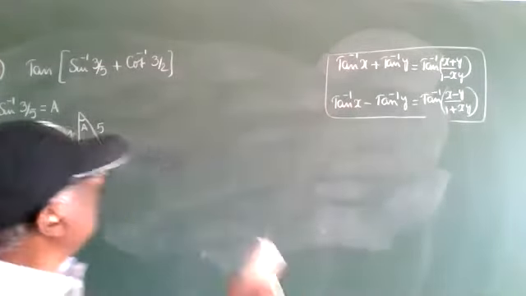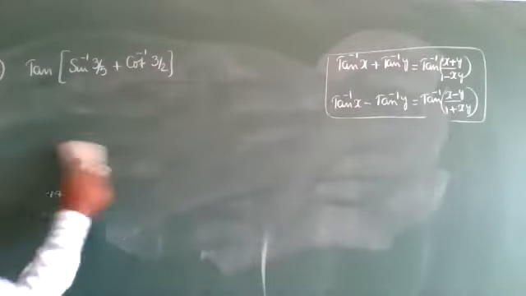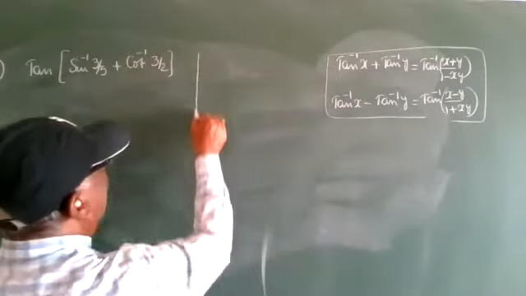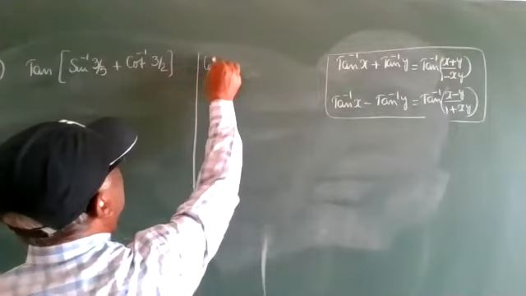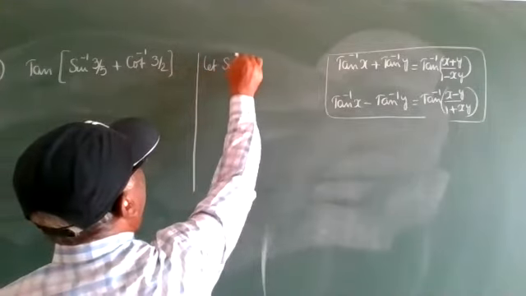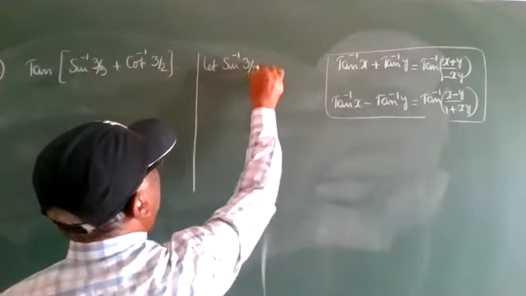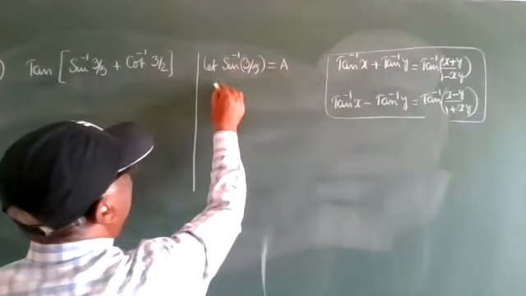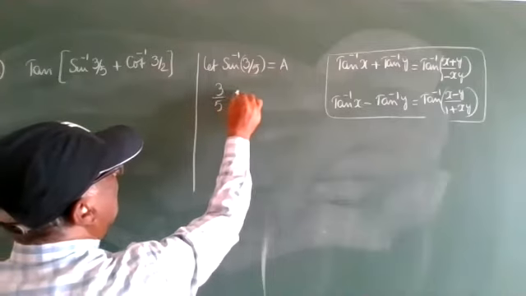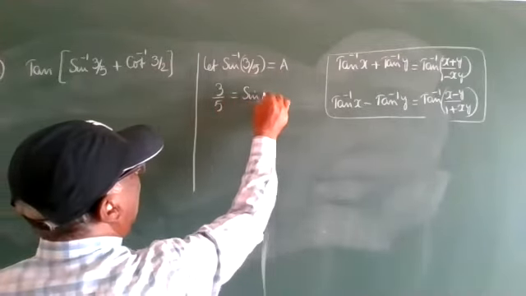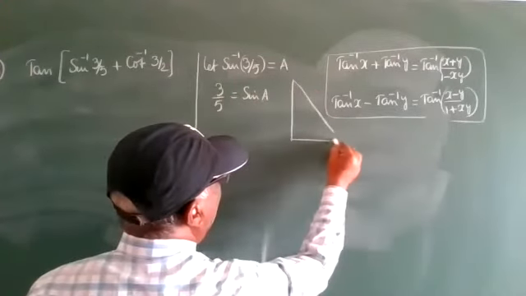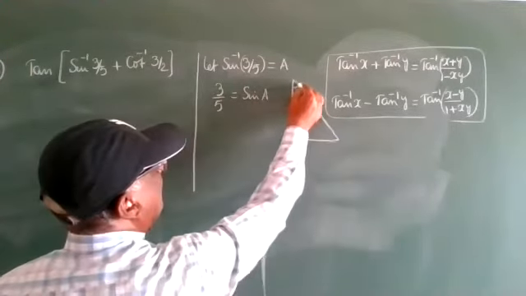Okay, I will write here only. Everyone see. First, let the problem be on this side. I will take this side. Let sine inverse of 3 by 5 be equal to A. Sine inverse comes to this side: 3 by 5 is equal to sine A. Immediately draw the right angle triangle. Right angle triangle. What is angle A?